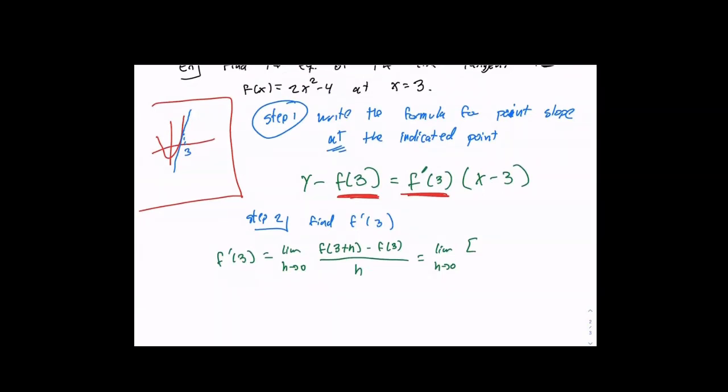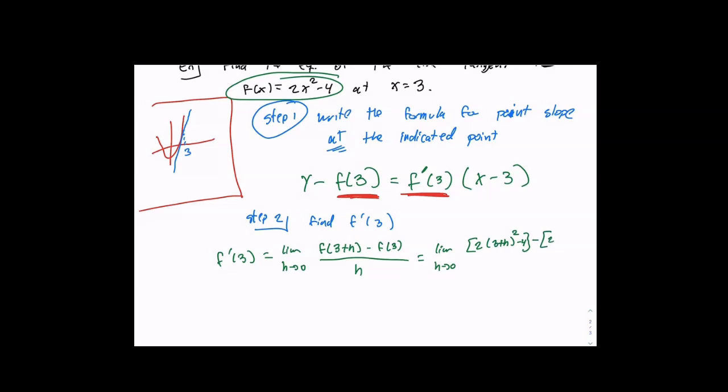So what is f of 3 plus h? How do I input f of 3 plus h using f of x? You put 2 parentheses, 3 plus h, perfect, parentheses squared, perfect, minus 4. Good. And then we'll close bracket. Minus bracket.